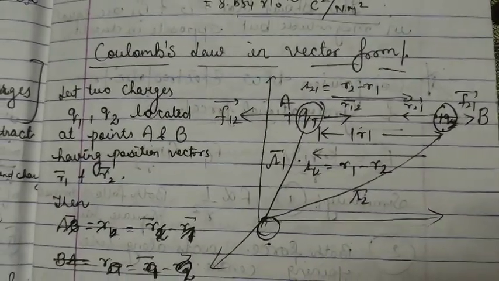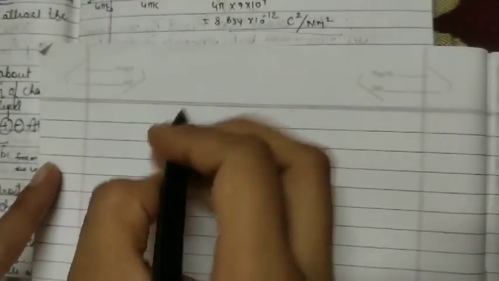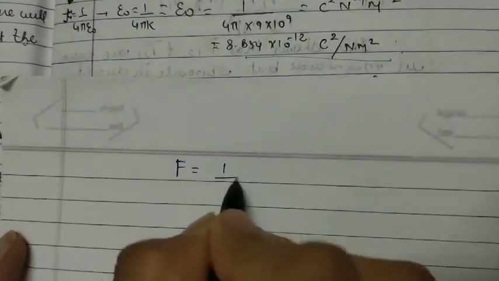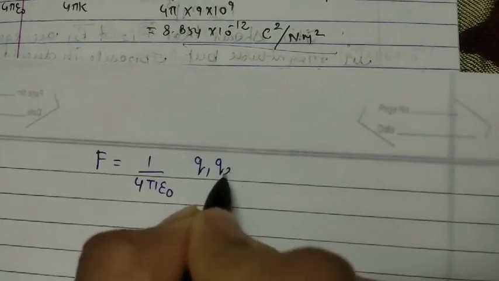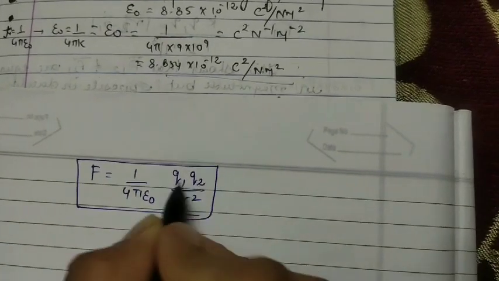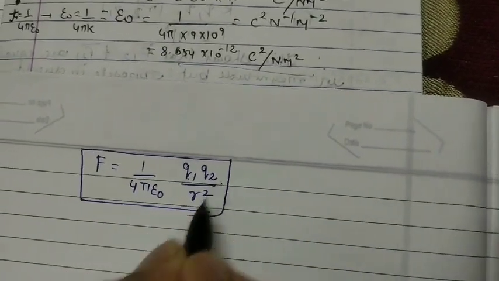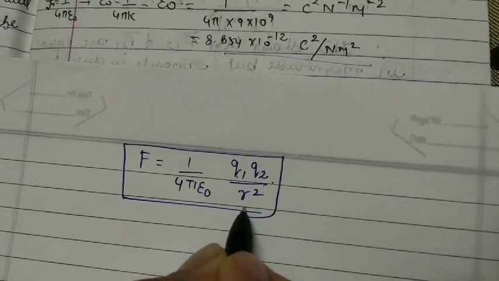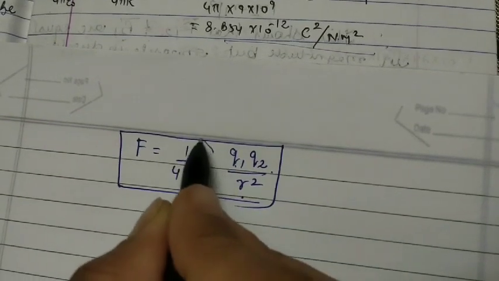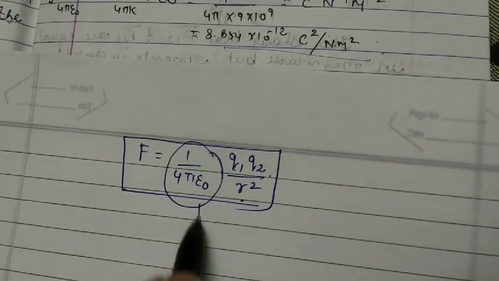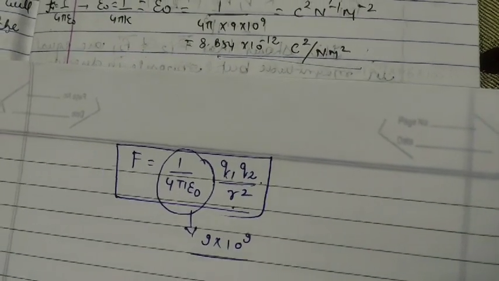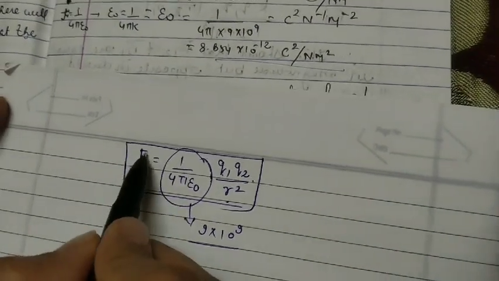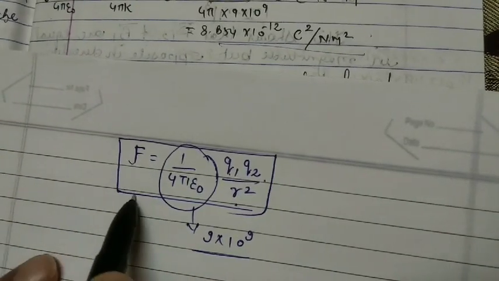The formula of Coulomb's law is force F is equal to 1 upon 4 pi epsilon naught Q1 Q2 upon R square, where Q1 and Q2 are the charges and R is the distance between them, and the value of 1 upon 4 pi epsilon naught is 9 into 10 raised to power 9. Now we will write Coulomb's law in vector form.